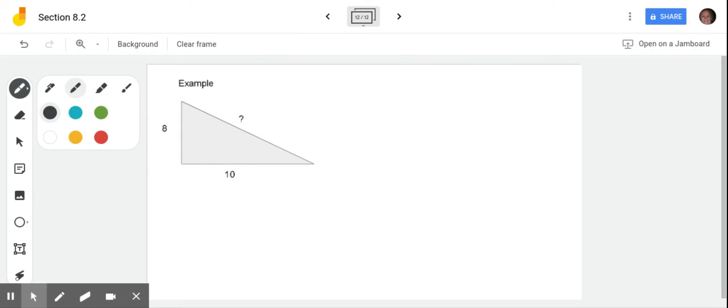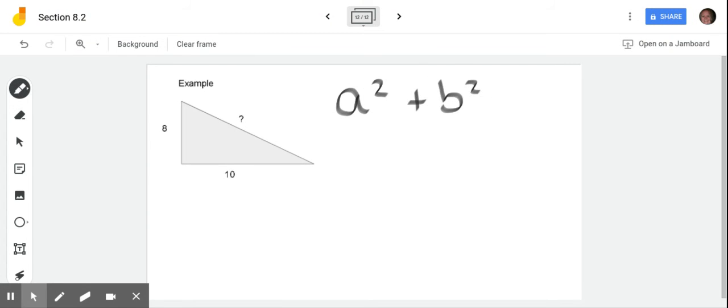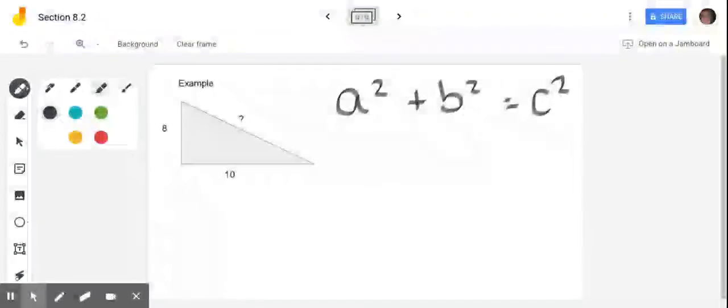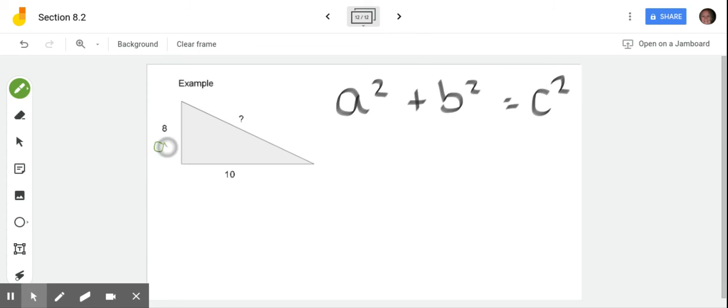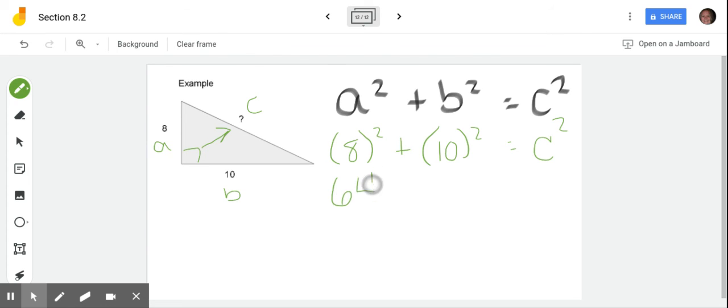Pythagorean theorem. A squared plus b squared equals c squared. Okay, well, let's call this A, let's call this B, and remember C is always across from the right angle. So I'm going to have 8 squared plus 10 squared equals c squared. So 64 plus 100 equals c squared.